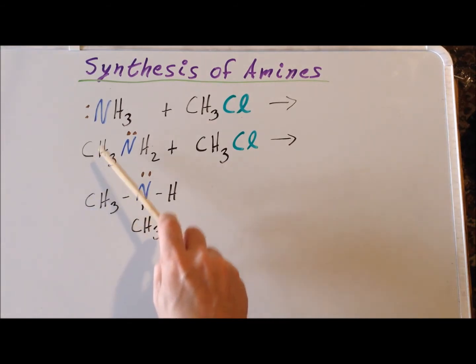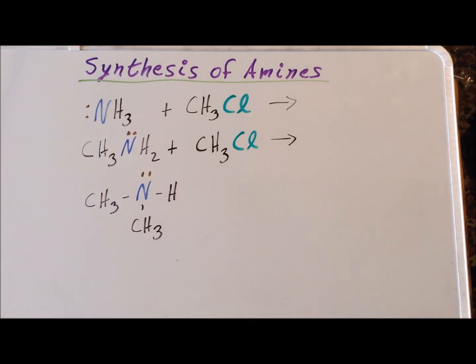But if methylamine is a stronger base than ammonia and therefore a better nucleophile, what about having dimethylamine? Well, dimethylamine is a stronger base than methylamine is, so it's going to be a better nucleophile. So with excess chloromethane, dimethylamine will begin a nucleophilic attack on chloromethane to replace the remaining hydrogen atom.